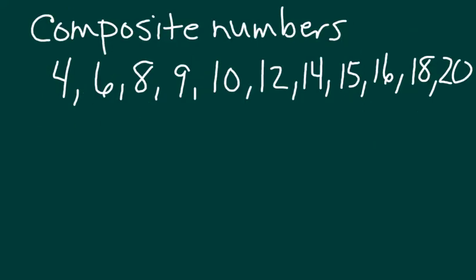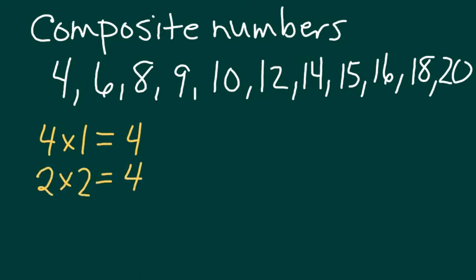We also need to know what composite numbers are. Composite numbers are the numbers that have more than 1 and itself for factors. They have different ways to make them when you're multiplying. For instance, you could make the number 4 by going 4 times 1, or you could make the number 4 by going 2 times 2. That's what makes 4 a composite number.